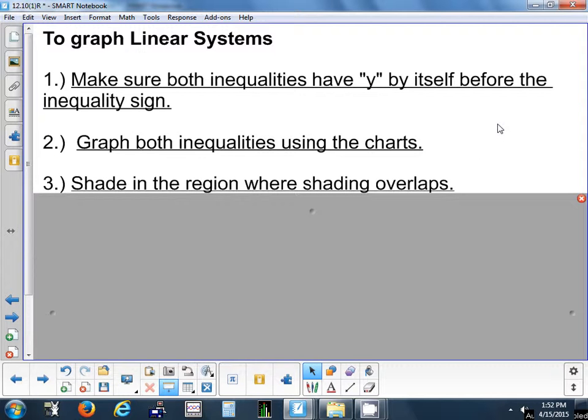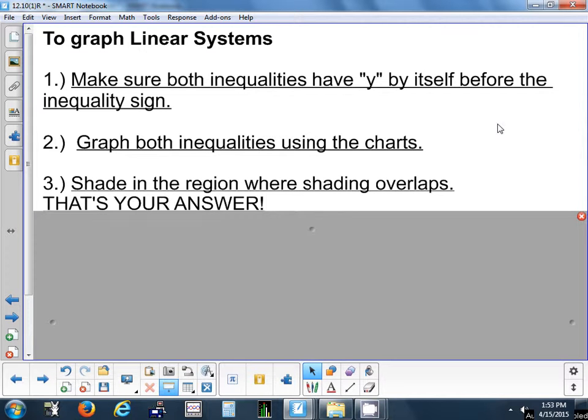Mr. Hager does it, when we do the examples, it's going to make more sense. Okay? Understand? That's your answer. Where the shading overlaps, that's your answer. That's all you have to put. We're not going to make you write any numbers or anything like that. All you have to show on the graph is those two regions overlap. That's all you got to do.